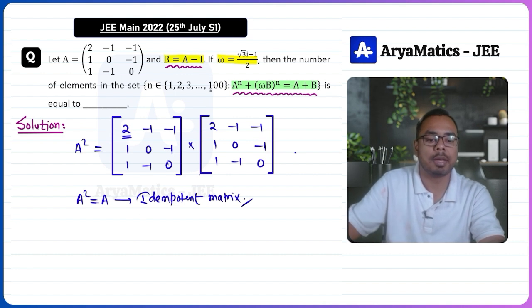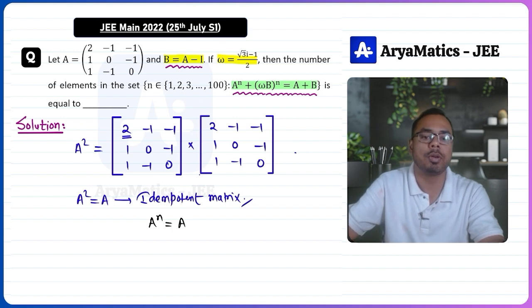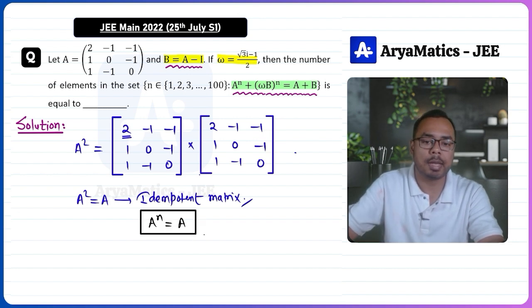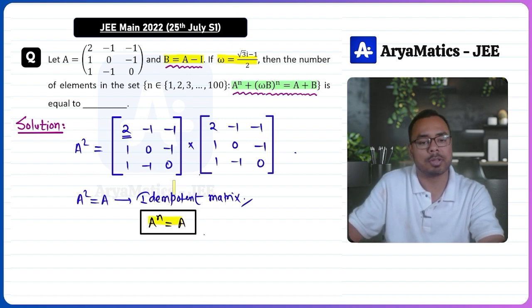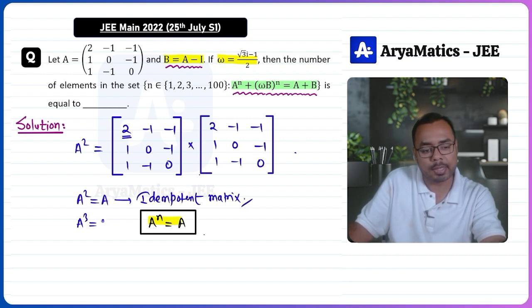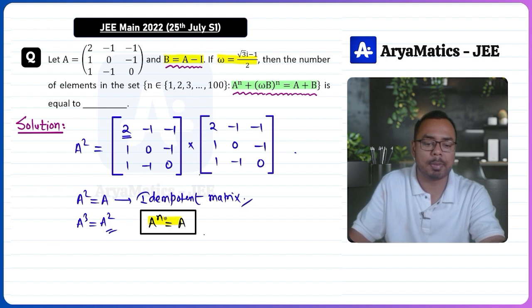And if A square is matrix A, then any power of this matrix, A raised to n, will always be A. This is one property of an idempotent matrix: if A square is A, then A raised to n is also A. You can very easily see this: if I have to calculate A cube, it will be A into A square, and A square is A, so this will again become A square, and A square was the same as matrix A. In a similar manner, you can show that any power of matrix A will be matrix A only.